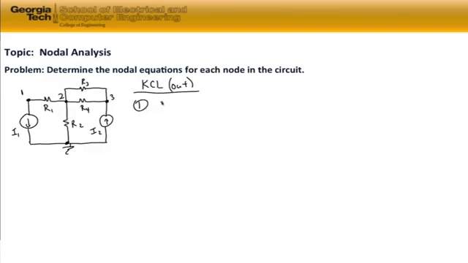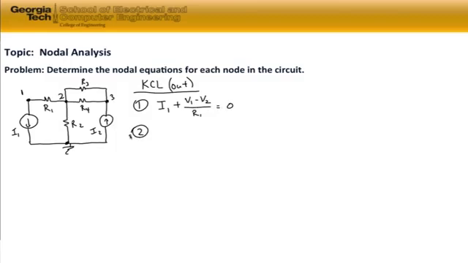So for node 1, we have I sub 1 flowing out. That's going to be a positive since it's flowing out. And we also have the current which is flowing through R1 from left to right, which is flowing out of node 1. So it's going to be V1 minus V2 over R1 is equal to 0.